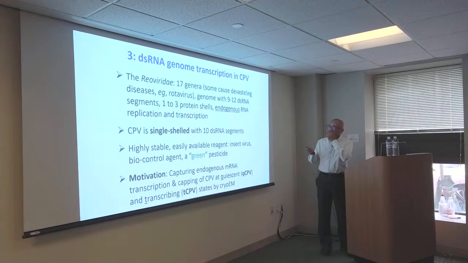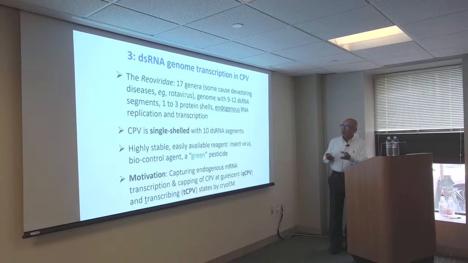CPV is a double-stranded RNA virus. It's a member of the Reoviridae family, but it's a simple member because it only has a single shell. Inside the single shell, it contains double-stranded RNA segments, in this case 10 segments.